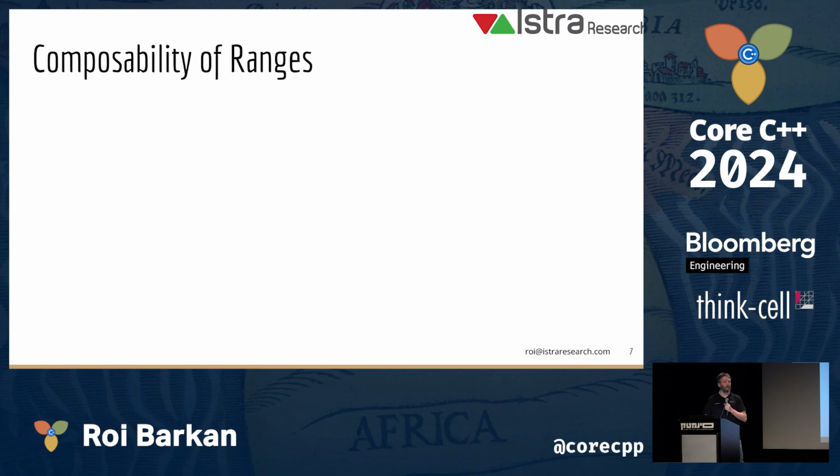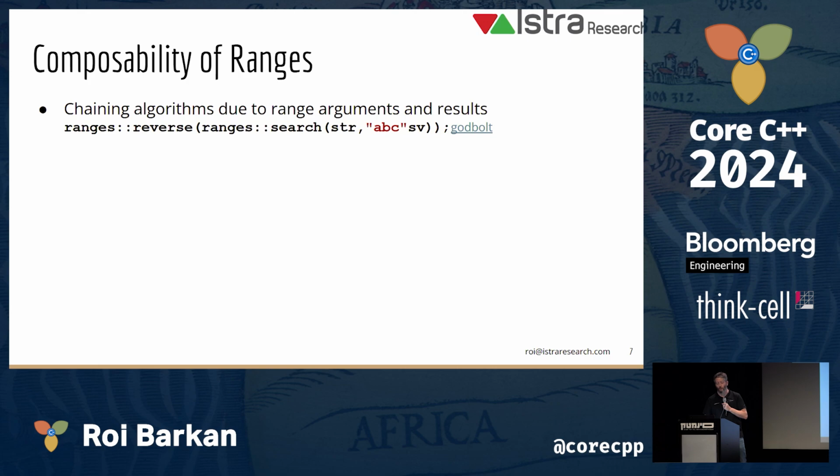Okay, a few examples about the composability, so we're not just talking up in the air. First of all, algorithms themselves are more composable with ranges compared to C++98. For example, the search algorithm takes two ranges as inputs and returns a range as an output. And because the output of a search is a range, I can pass it directly into reverse.